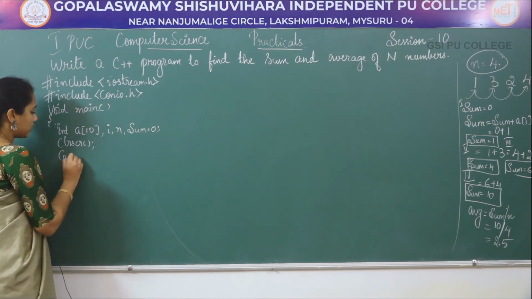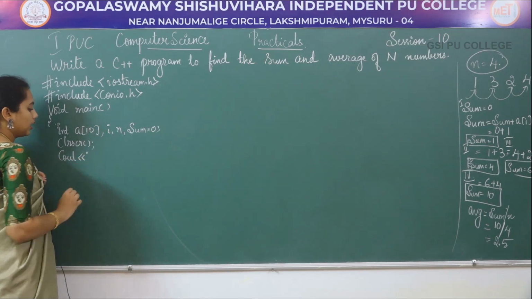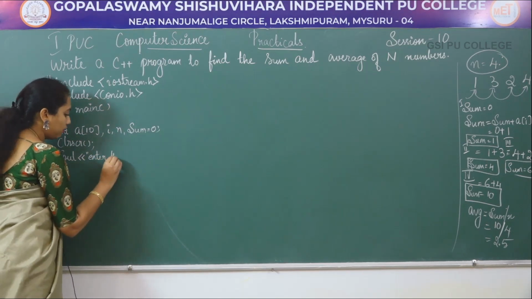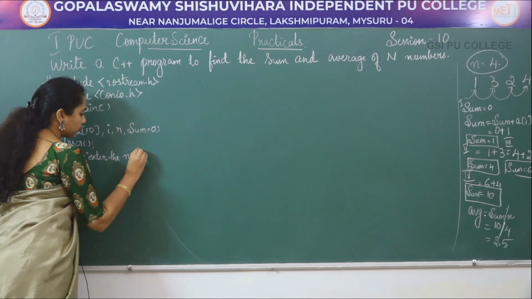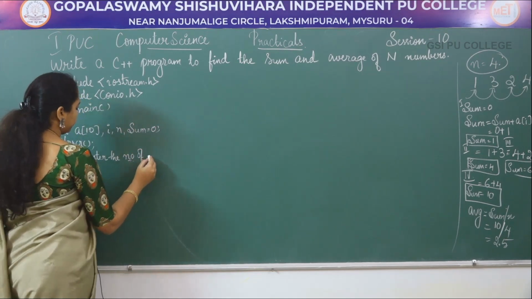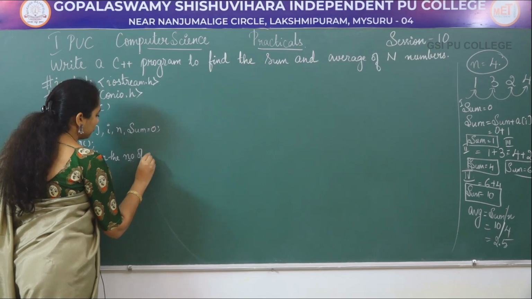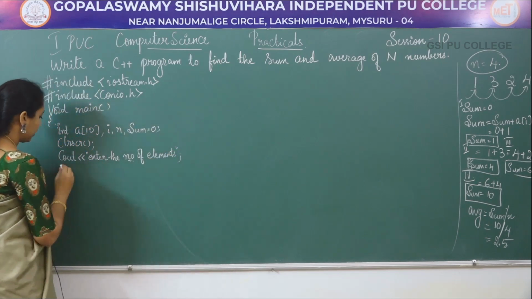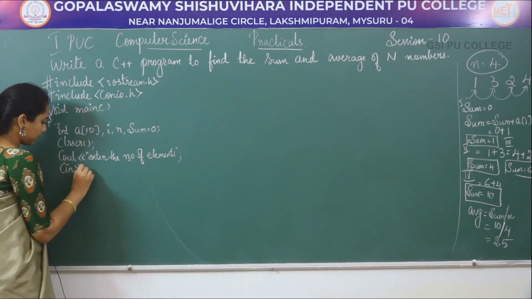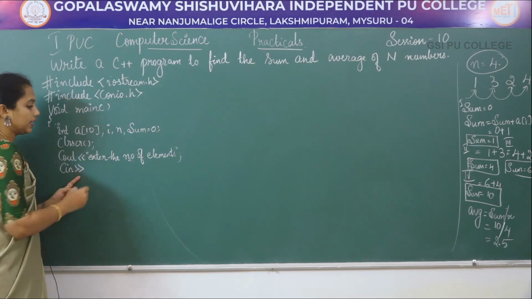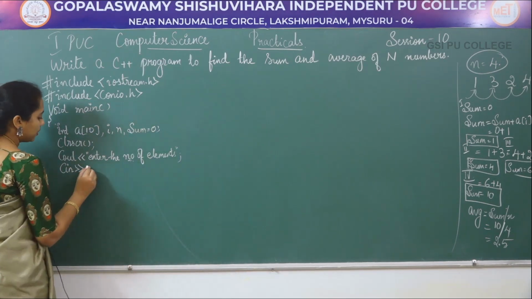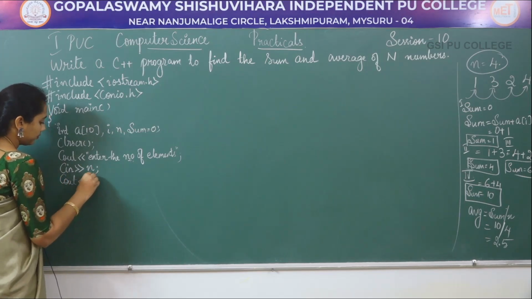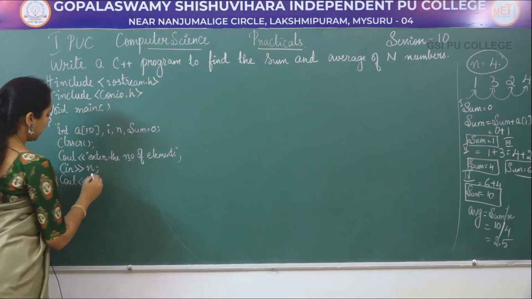So using a cout statement, I am going to print the statement, that is, enter the number of elements. Then using cin, the stream extraction operator, I am going to extract the number of elements from the user, that is n. Next, we are going to enter the elements.